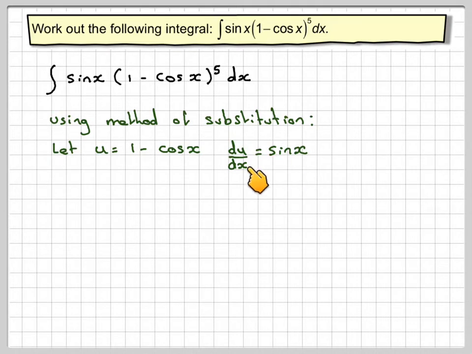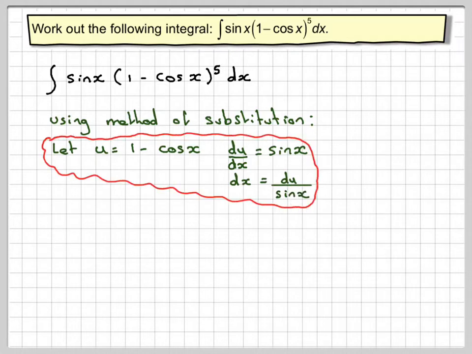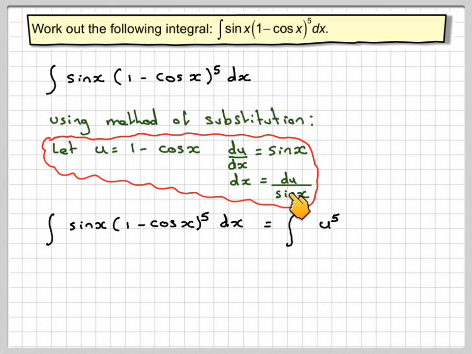So rearranging this for dx, we get dx is du over sine x. So my integral, sine x (1 minus cos x) to the power of 5 dx, is going to be equal to 1 minus cos x, which is u, to the power of 5. And when I put the du in instead of the dx, the sine x's will cancel out. So I'm just going to be left with a very simple integral of u to the 5 du.